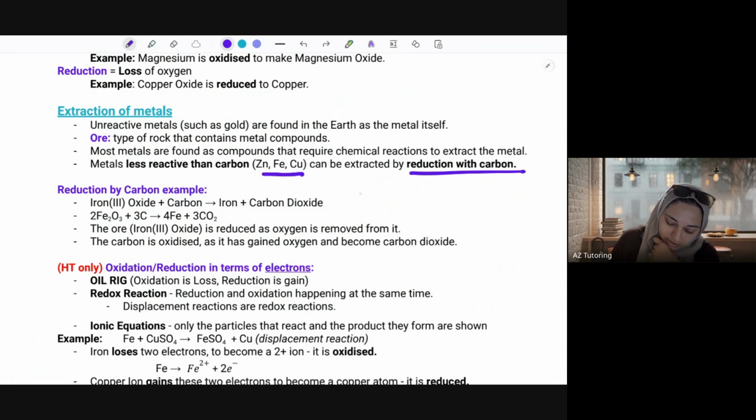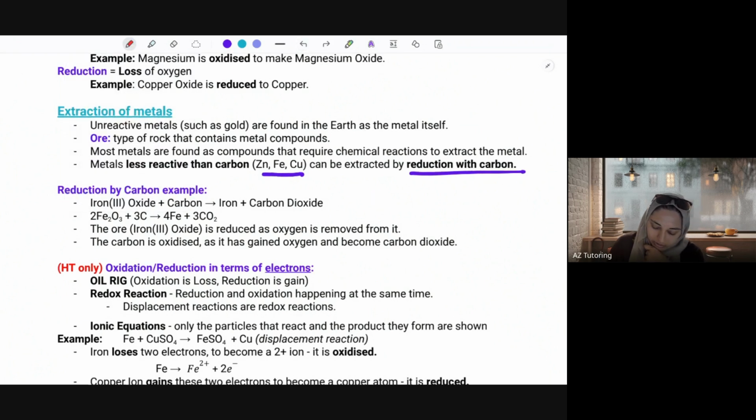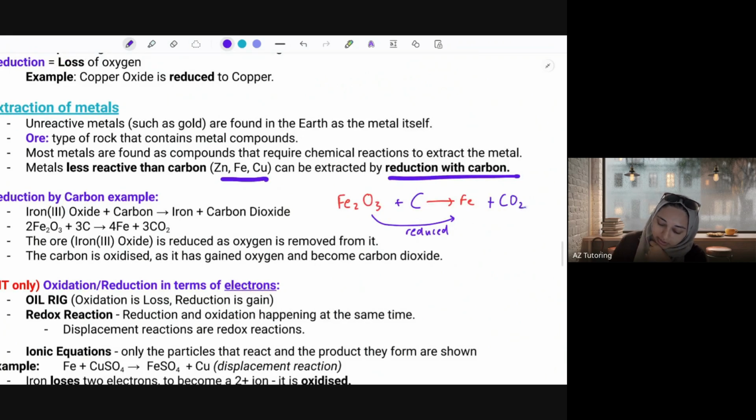So we can see here, let's write this down just so we can understand what's happening. We've got iron oxide going to iron, first of all. So you could say the iron oxide, since it's losing oxygen, it's getting reduced. And the carbon, so plus carbon, we'll leave the balancing for now, changes to carbon dioxide. Because the carbon's gaining oxygen, it's getting oxidized. So first step is to try and just see what's happening with the oxygens.